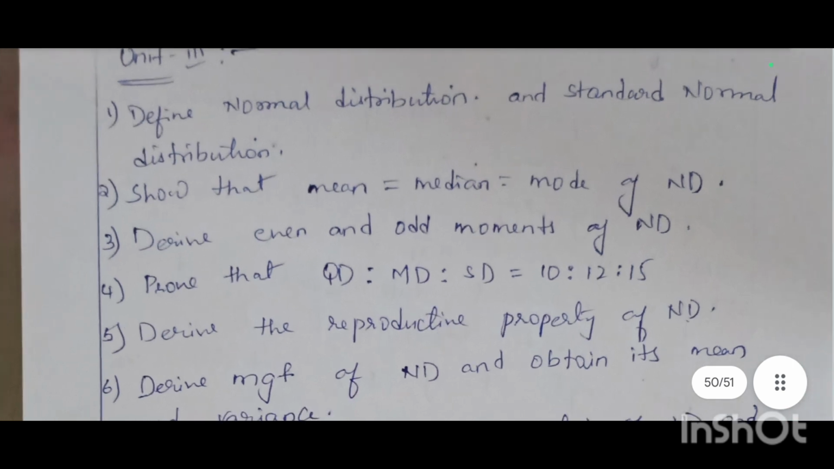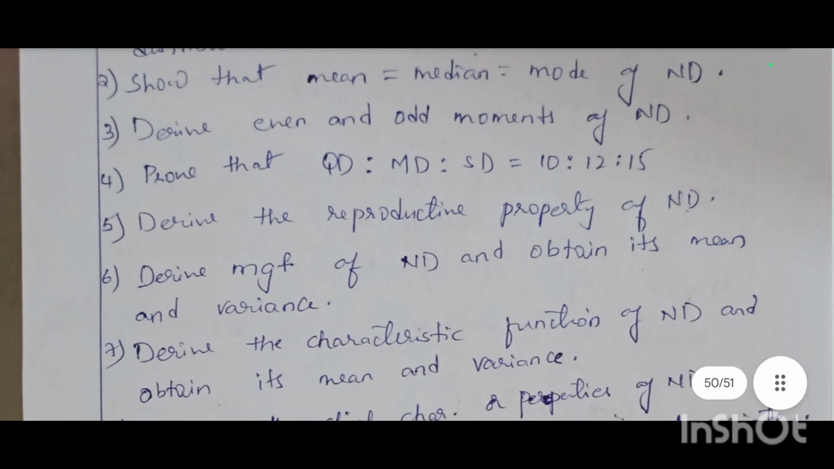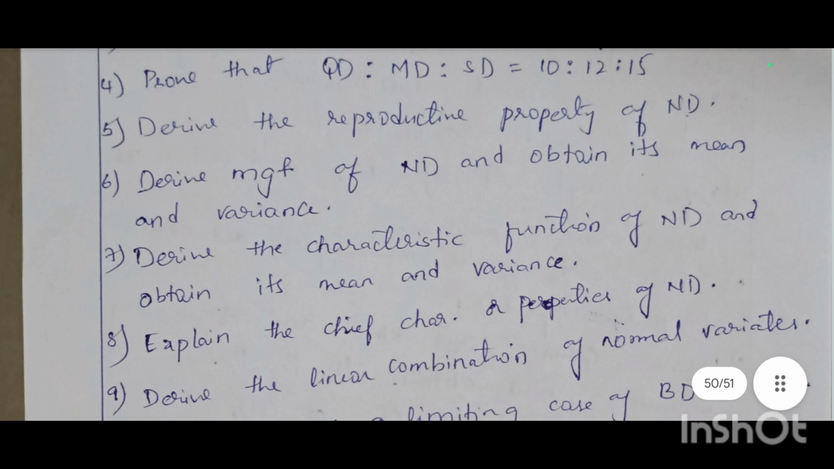Show that the mean equals median equals mode of normal distribution. Determine even and odd moments of normal distribution. Prove that quartile deviation is to mean deviation is to standard deviation equals 10 is to 12 is to 15. Derive the reproductive property of normal distribution. Derive the MGF of normal distribution and obtain its mean and variance. Determine the characteristic function of normal distribution and obtain its mean and variance. Explain the chief characteristics and properties of the normal distribution.